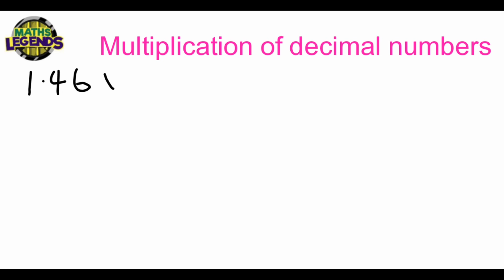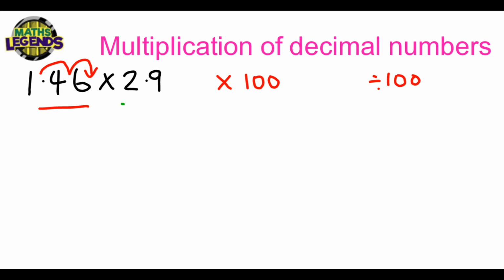1.46 times 2.9. So in this example, the first number has 2 digits after the decimal point. So we need to make this a whole number, so we've got to move it 1 and 2 places. So that means it's times 100. But if we multiply by 100, we also need to divide by 100. The next number has one number after the decimal point, so we need to move it 1 place. So we need to multiply it by 10. If we multiply by 10, we must also cancel that, so we also have to divide by 10.